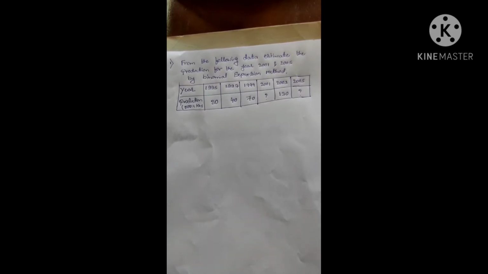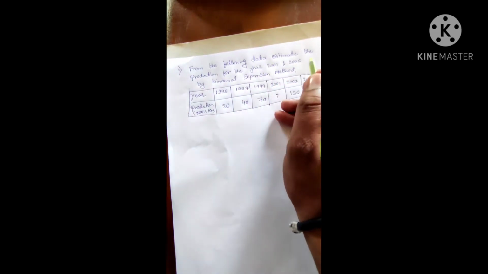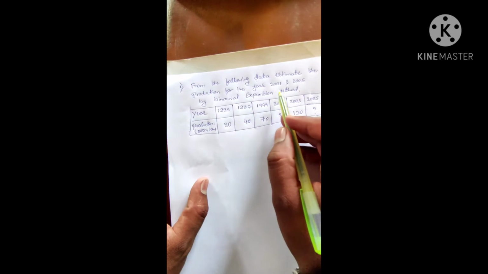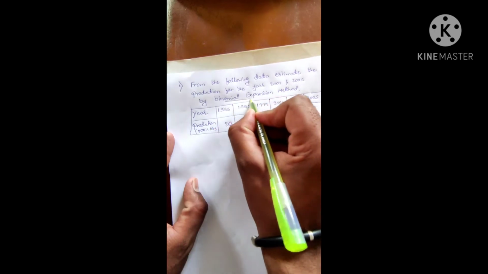In the previous video, we already discussed how to create the binomial coefficient table and the methods of interpolation and extrapolation. In this video, we are going to learn how to solve a problem based on the binomial expansion method. We will take one problem. From the following data, estimate the production for the year 2001 and 2005 by binomial expansion method.